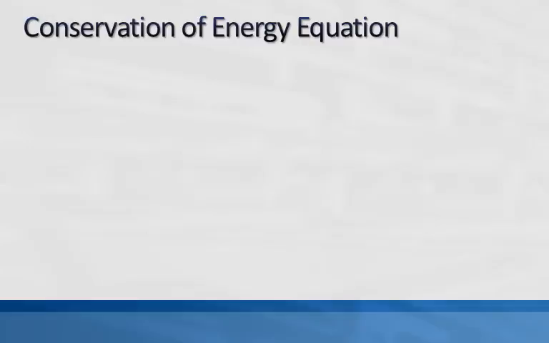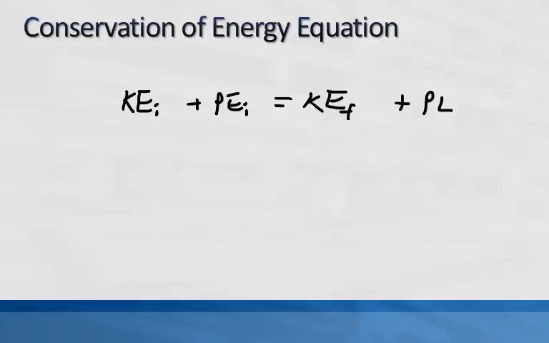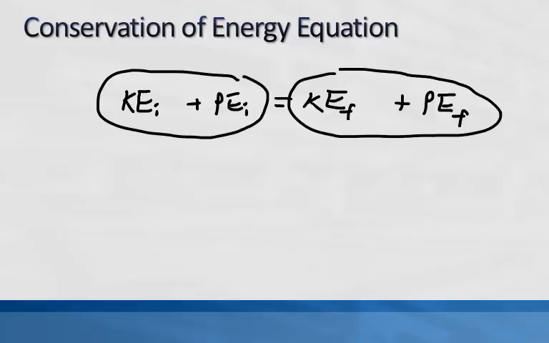So conservation of energy, as long as there's no energy loss to friction or heat, is on our equation sheet. The conservation of energy equation is written as KE initial plus PE initial equals KE final plus PE final. What that means is all the initial energy should equal all the final energy added up. If we add up all the energy before, it should equal all the energy added up after.